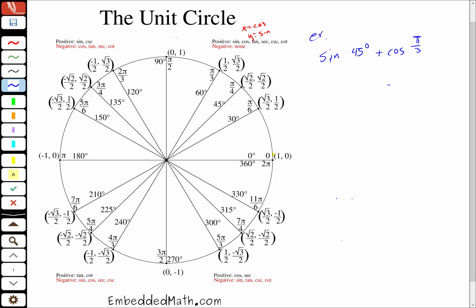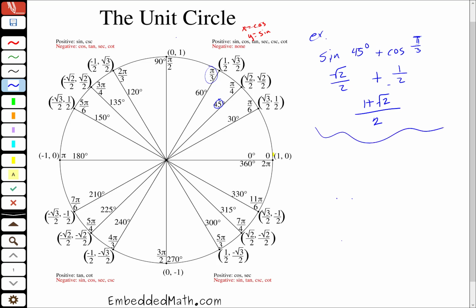So I have to identify now two different angles. There's 45 degrees and the sine is square root of 2 over 2. And I have to add it to cosine of pi over 3, which is here, and cosine is 1/2. So these have the same denominator, so I can just add them together over that. So I'll get 1 plus the square root of 2. And that's it. That's the exact answer. There's no calculator, so you should not change that into anything else.